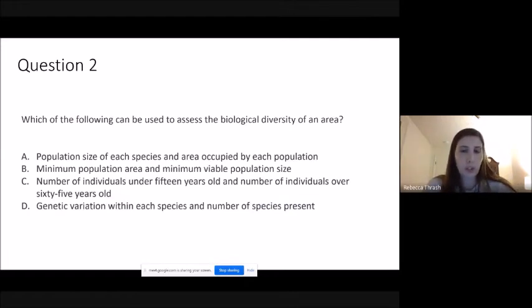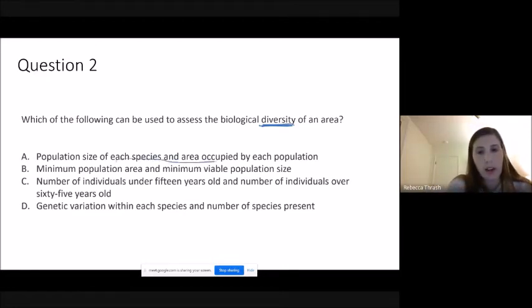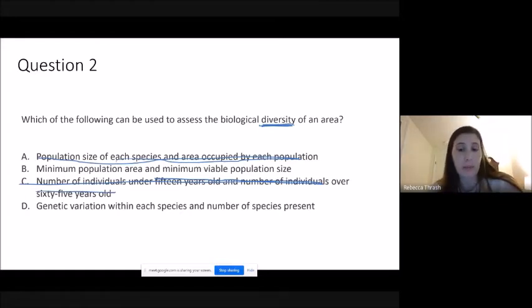Which of the following can be used to assess the biological diversity of an area? Population size of each species and area occupied by each population, minimum population area and minimum viable population size, number of individuals under 15 years old and number of individuals over 65 years old, and genetic variation within each species and number of species present. So we want to assess diversity. That means we need to either look at the variety of species, variety of genes, variety of ecosystems. So population size and the area occupied isn't as important. The age of the organisms are also not as important. So now we have minimum population area and minimum viable population size versus genetic variation within each species and number of species present. Of those two, D is the best choice.